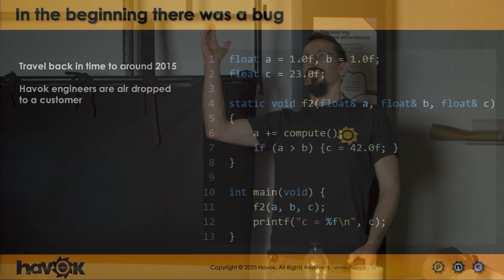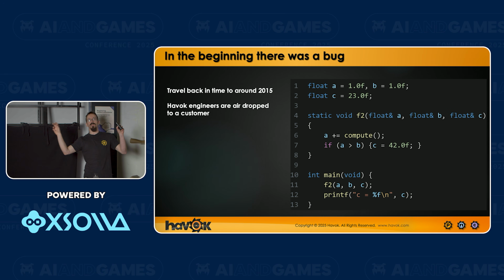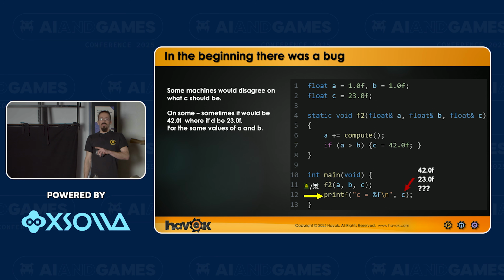And here is one of the foundational examples of why Havok invested a lot in our tooling to find non-determinism. This happened in 2015, and Havok engineers had to be helicoptered on-site to a customer to find out why sometimes this value we print down there would be 42 instead of 23 on some other computers they would be connected to. And it's a simple example.